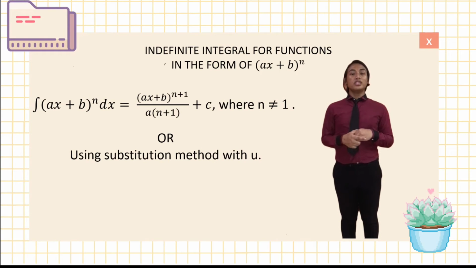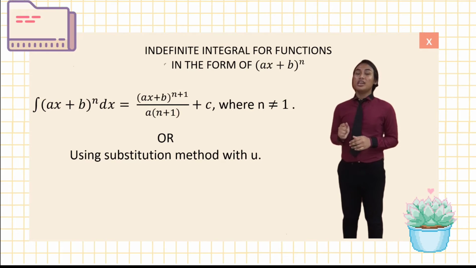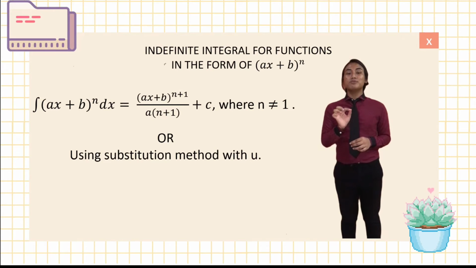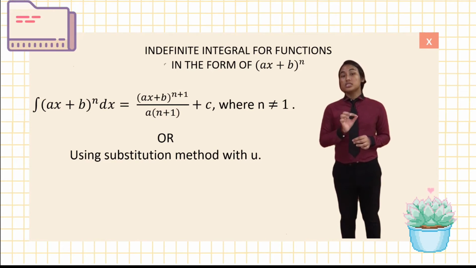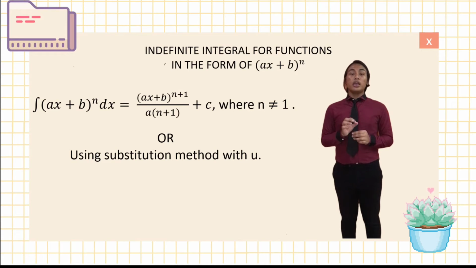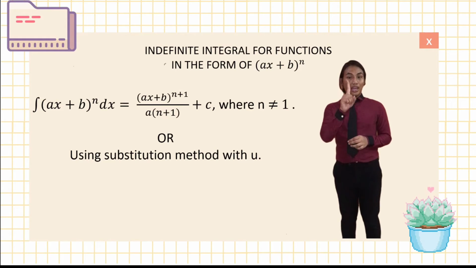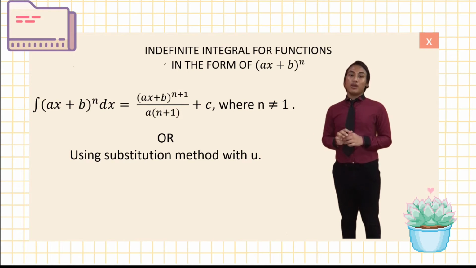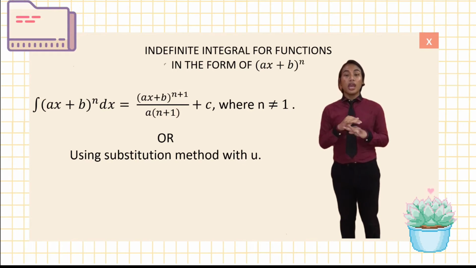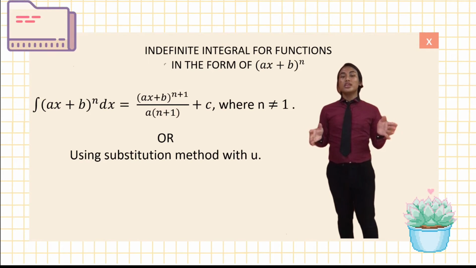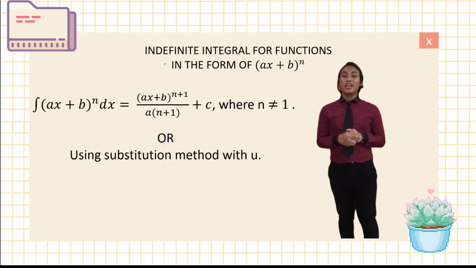Thirdly, indefinite integral for functions in the form of ax plus b to the power of n. So here we have the integral of (ax plus b) to the power of n dx is equal to (ax plus b) to the power of n plus 1 over a times (n plus 1) plus c, where n is not equal to negative 1. Or we can use the substitution method to find the indefinite integral.